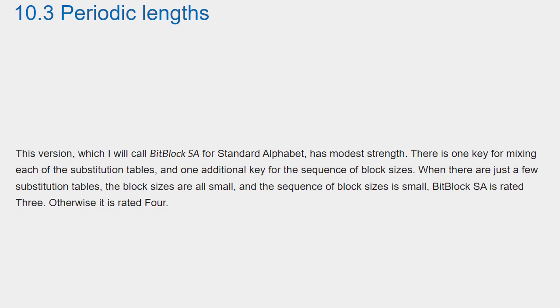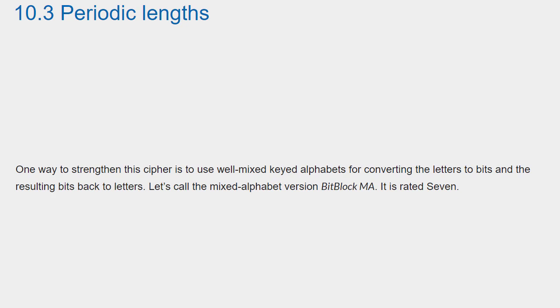This version, which I will call BitBlock SA for standard alphabet, has modest strength. There is one key for mixing each of the substitution tables and one additional key for the sequence of block sizes. When there are just a few substitution tables, the block sizes are all small, and the sequence of block sizes is small. BitBlock SA is rated 3. Otherwise, it is rated 4.